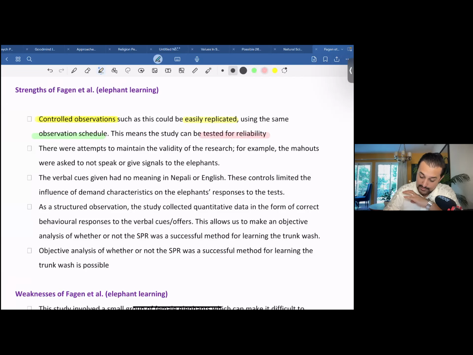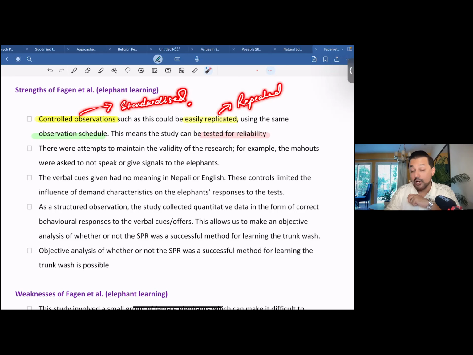Now, have a look at this. Do you realize the more controlled your environment is, the more standardized your procedure would be, right? Controlled environment would result in controlled observation. Controlled observation would result in your study being replicated or repeated, right? If the environment in which the research is being conducted is controlled by the researcher, it would be easier for the researcher to replicate the study, right?